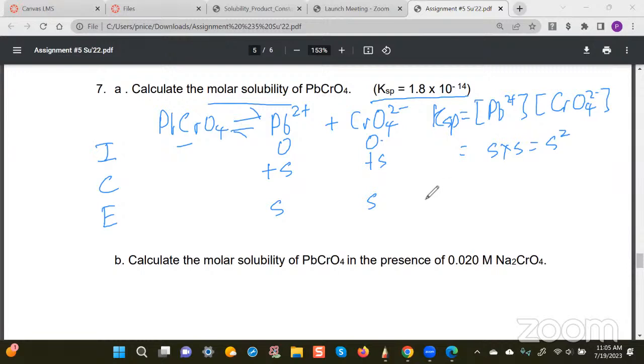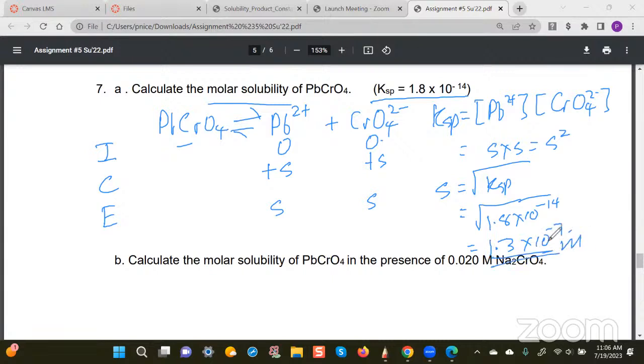So then you want to find S. So S would be the square root of KSP, which is given? So that's the square root of 1.8 times 10 to the minus 14. And that's whatever you get, that would be the answer. And when I did that, I got 1.3 times 10 to the minus 7 M. So that's the answer.